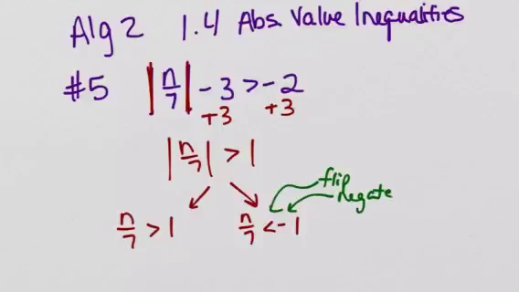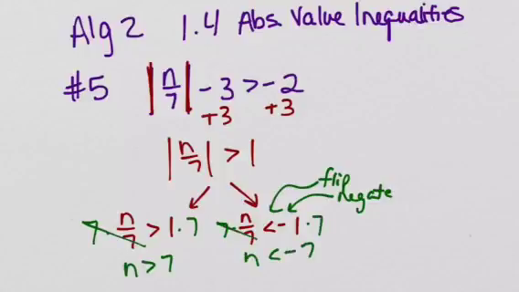Okay, now I'm just going to solve them. How about I multiply both sides by 7? I get that n is greater than 1. Nope, that's wrong. Hold on. Multiply that side by 7. n would be greater than 7. Sorry about that. Same thing with this one over here, and n would be less than negative 7.